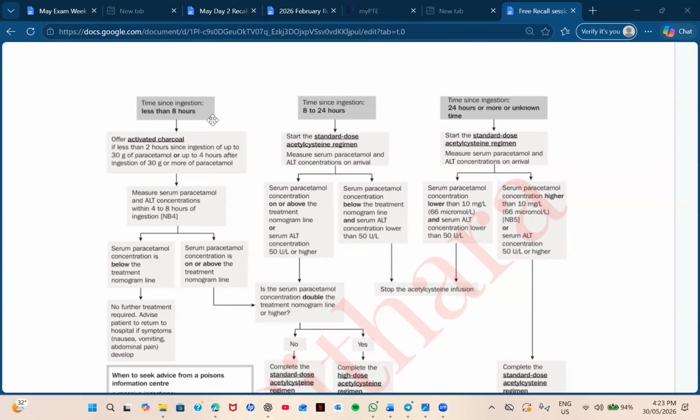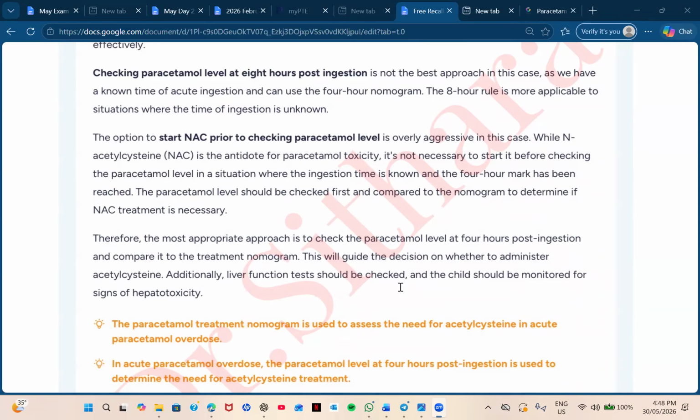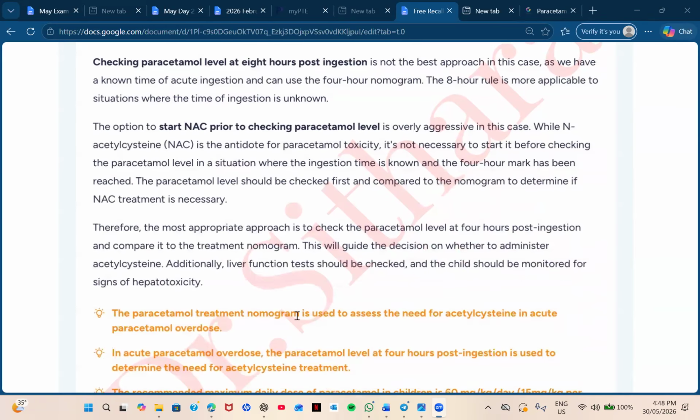Checking the paracetamol level at 8 hours post ingestion is not the best approach in this case. We have a known time of acute ingestion and can use the 4 hour nomogram. The 8 hour rule is more applicable for situations where the time of ingestion is unknown. So the option, no need to read. Therefore, the most appropriate approach is checking the paracetamol level at 4 hours post ingestion and comparing it to the treatment nomogram. This will guide the decision on whether to administer acetylcysteine.